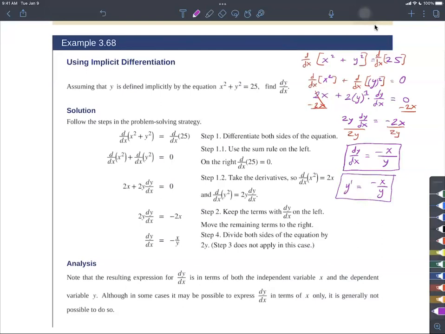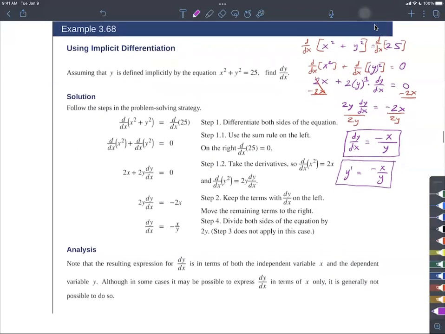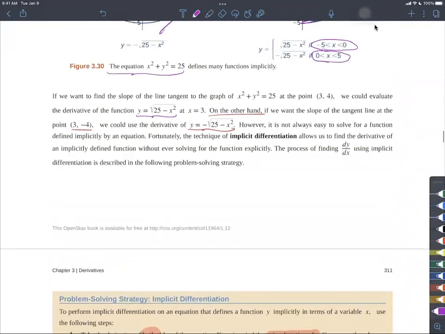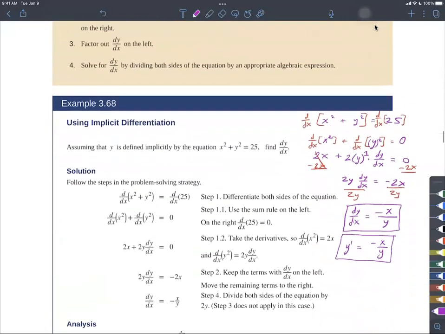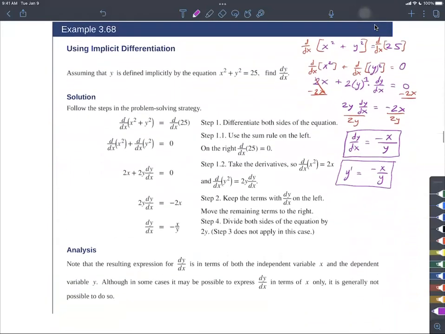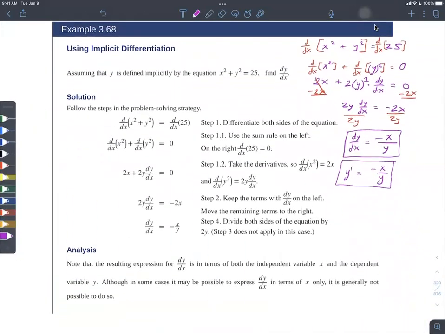So if we wanted to find, remember they asked before, they had 2 points. We wanted to find the slope of the tangent line at (3, 4), or the slope of the tangent line at (3, -4). Well, now we can find both of those. Let's take a look at how we would do that. Let's say the derivative y prime, in parentheses, at the point (3, 4). This is going to be the opposite of 3 over 4, right? My x just becomes 3, my y becomes 4. We get a negative slope there.